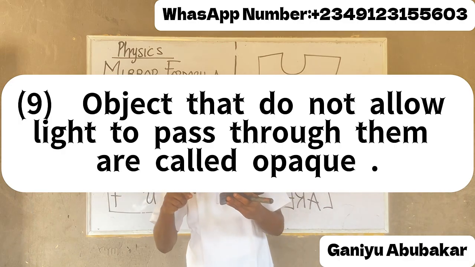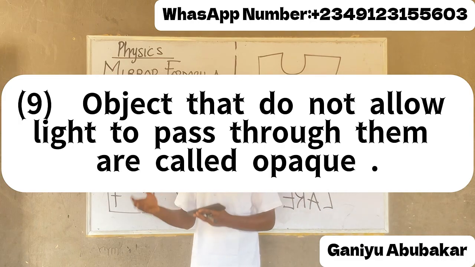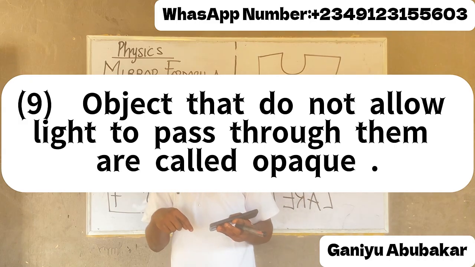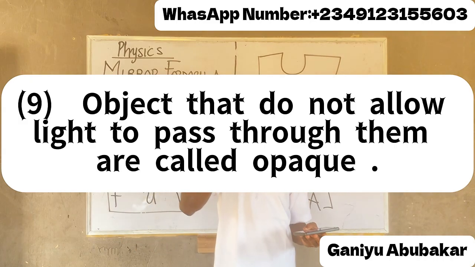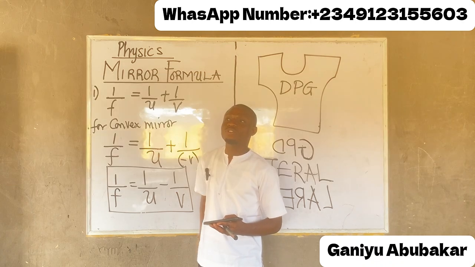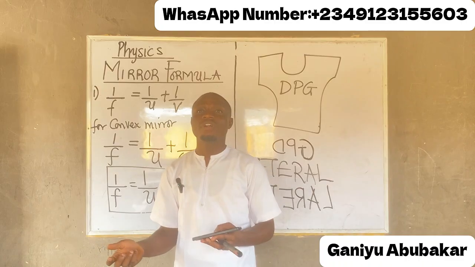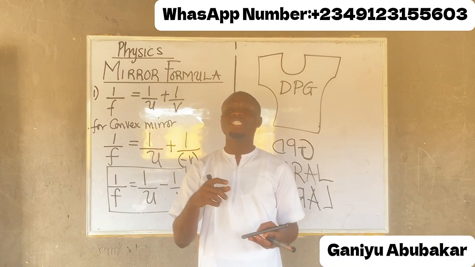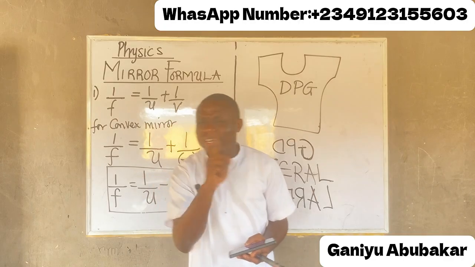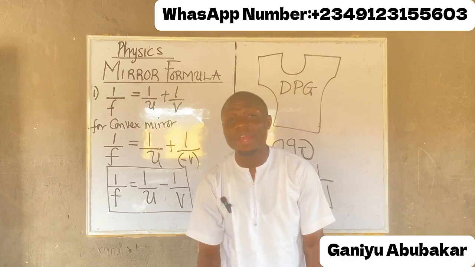I said objects that don't allow light to pass through them are called opaque. Guys, back then, if I remember very well, I used to pronounce this word differently. When you do a lot of self-reading, you will not really relate to how those people pronounce words, right? So any object that will never allow light to pass through them is called opaque.